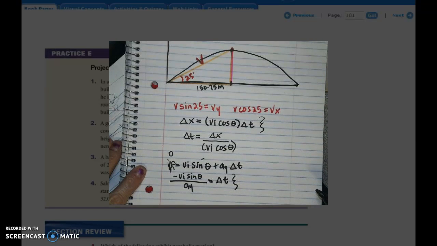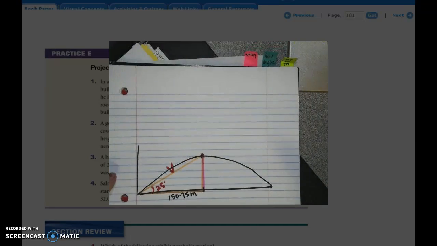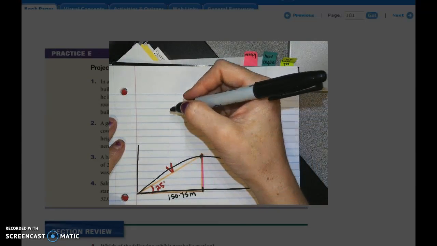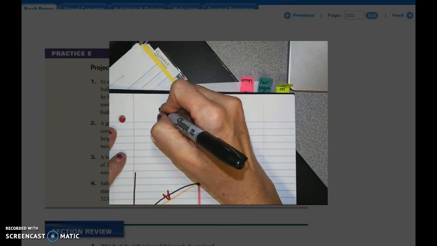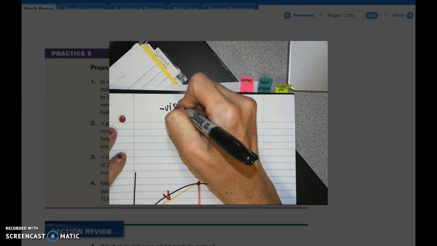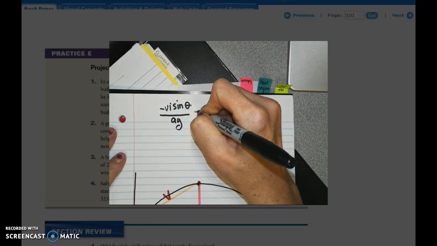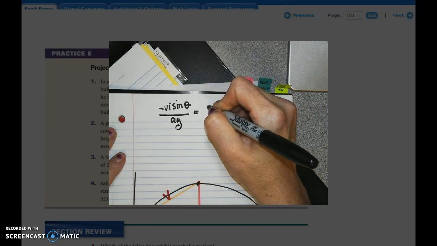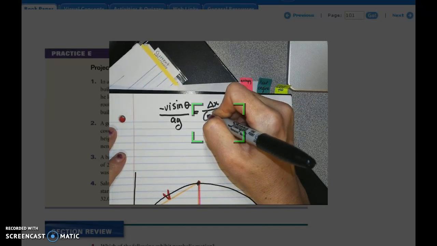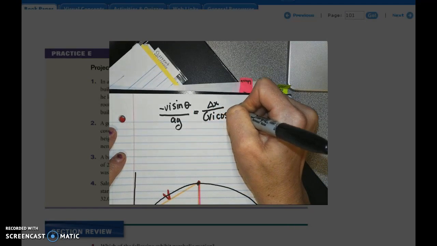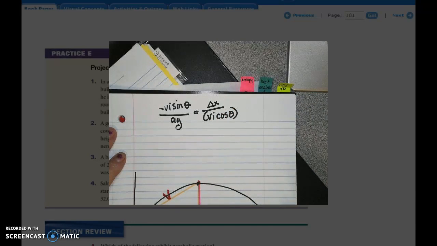Okay, now taking this equation for time and this equation for time, remember the times are the same either way, so I'm going to set these equal to each other and substitute in some numbers. So negative v sub i sine theta all over a y equals delta x over v sub i cosine theta. People sometimes get frustrated when I don't substitute numbers in right away, but just remember that variables mathematically do the same thing as numbers, so you just need to be comfortable multiplying variables by each other.